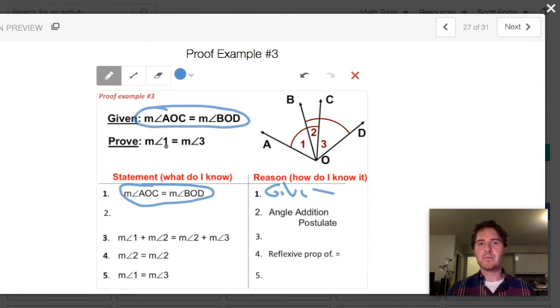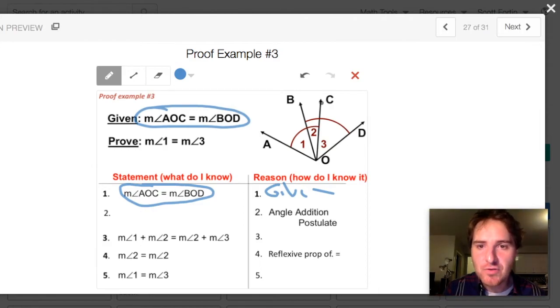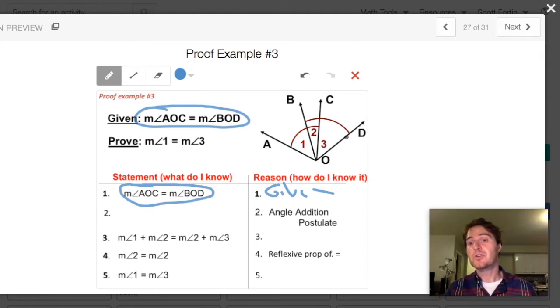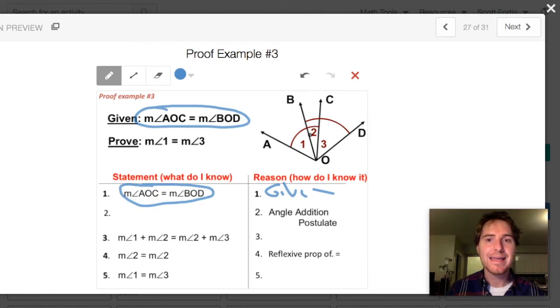All right. Step 2, angle addition postulate. I've got to say something about measure of angle 1 and measure of angle 3 at some point. So let's check out exactly what we're trying to prove. The measure of angle 3 is angle COD. And we're being told that the measures of AOC and BOD are equal to each other. Therefore, they're congruent. But angle addition postulate is the next step here. So my guess is I want to say something about measure of angle 3 and also about measure of angle 1. So we've got to do measure of angle 1 plus measure of angle 2 equals angle AOC, and measure of angle 3 plus measure of angle 2 equals measure of angle BOD.